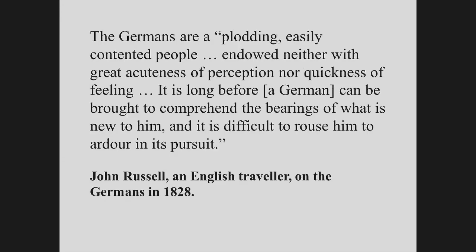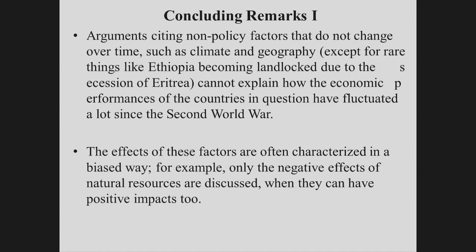So to conclude, arguments citing all these non-policy factors, what I call the ABP arguments, that do not change over time, such as climate, geography, and other metastructural factors, cannot explain how the economic performances of the countries in question have fluctuated a lot since the Second World War. In the 60s and 70s, per capita income in Africa was growing at around 1.5%. In the next 20 years, it was like minus 1.5%. In the following 10, 15 years, it went up to 2%.